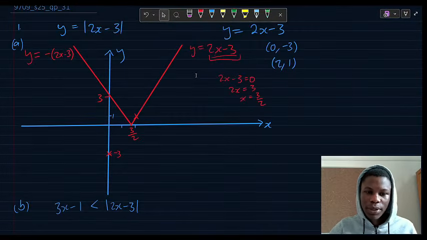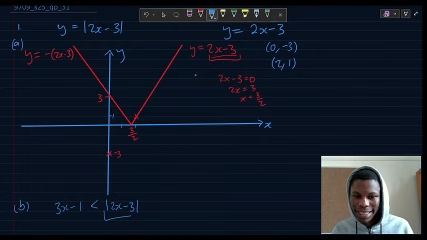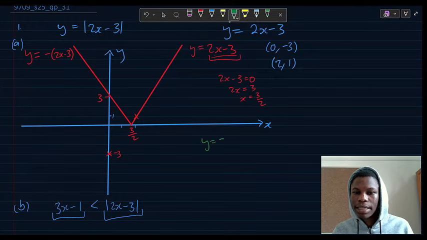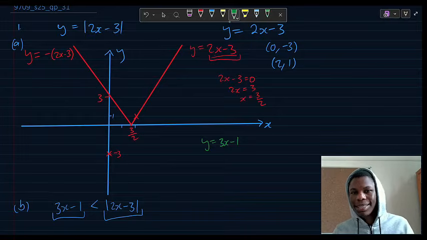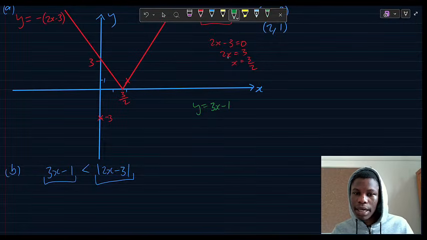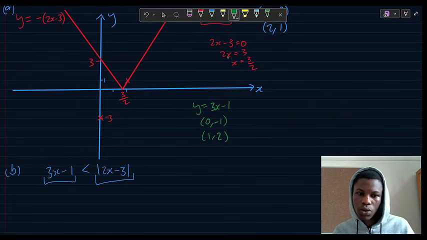Which means what we have to do is we already have a sketch of the modulus function. We need to draw this line on the same graph. So we want to draw the line y equals 3x minus 1. This is just a straight line, so we need 2 points that lie on that line. And so we can pick the point when x is 0. We've got -1. And we can pick the point when x is 1. We'd have 3 minus 1, so 2.